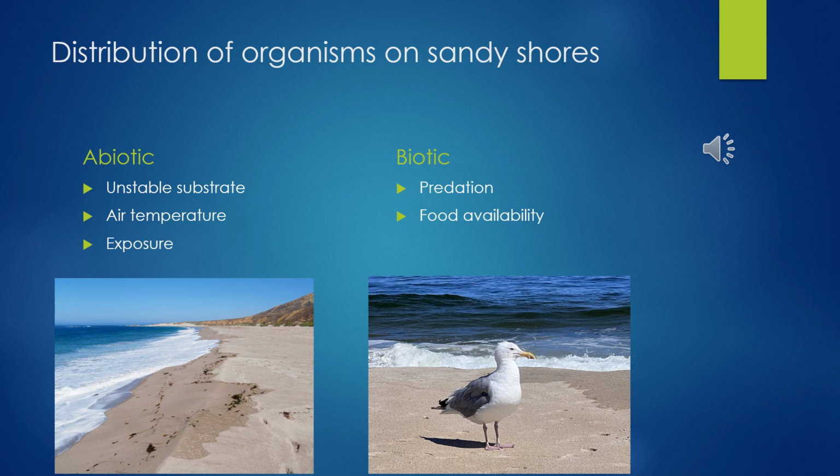Now we go back to looking only at the sandy shore. When we look at how organisms are distributed on the sandy shores, there are some abiotic and biotic factors that matter a whole lot, especially when you compare them to the rocky beach. The most important is that sand is an unstable substrate.